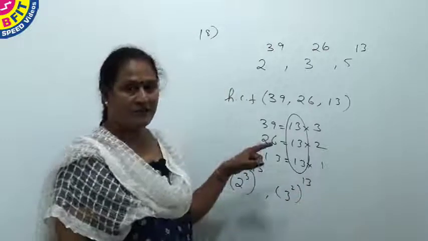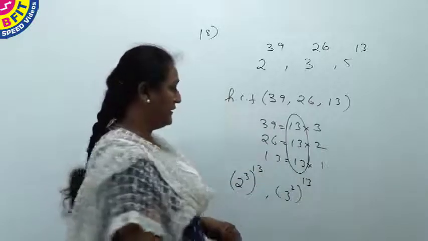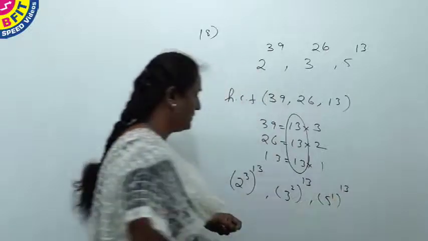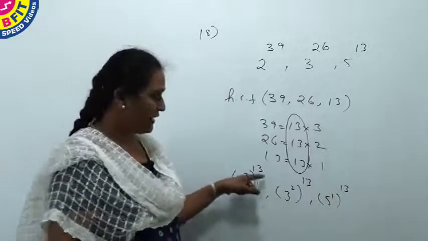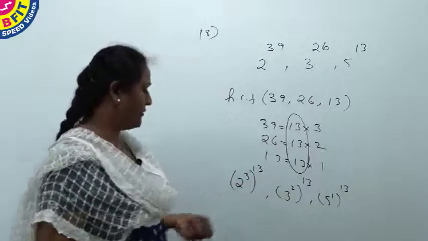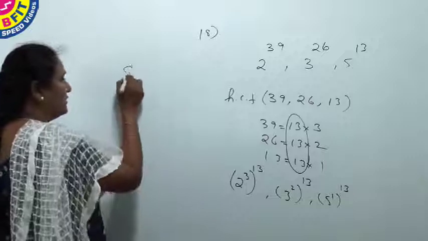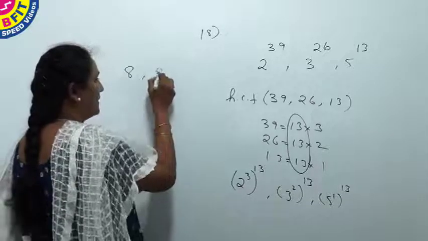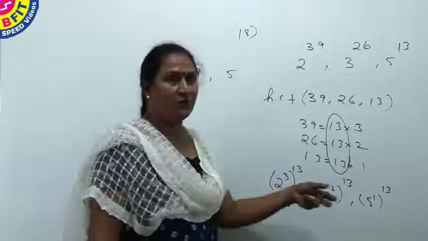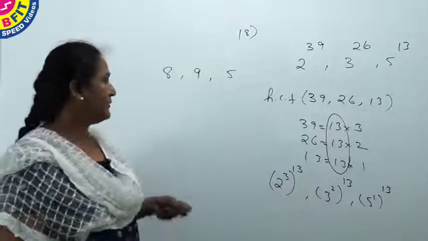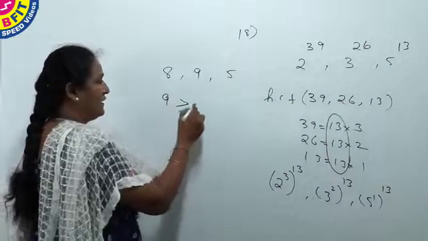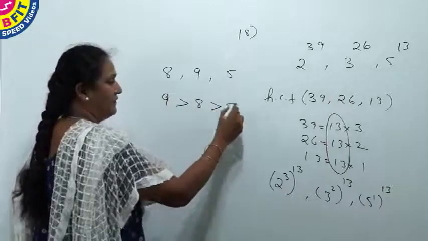So 3 power 26 is written as 3 square power 13, and 5 power 13 is 5 power 1, the whole power 13. Now for all the numbers we have the same common power. Eliminating the powers, we are left with 2 cube is 8, 3 square is 9 and 5 power 1 is 5. Now we need to write these numbers in descending order, from the highest to the smallest. So 9 is greater than 8, which is greater than 5.